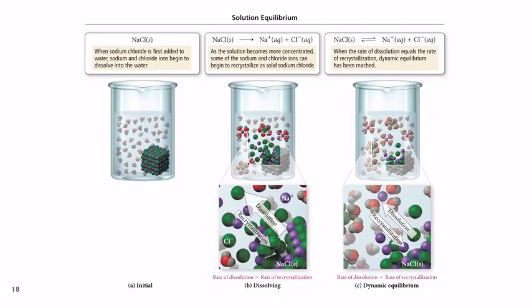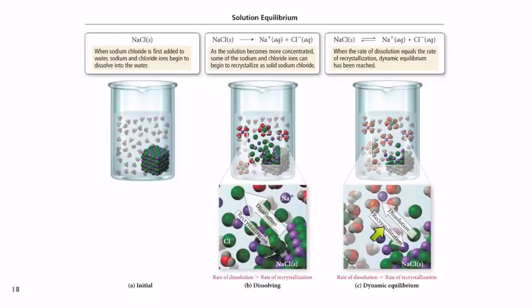So here's the picture. There's our sodium chloride crystal. There's no sodium ions or chloride ions here, and so it can't crystallize. All we do is dissolve it. As these ions dissolve, now we get these ions in solution, and they can recrystallize. Remember, they're just kind of moving around, and if they bump into each other and bump into this crystal, they can get trapped in the solid again.